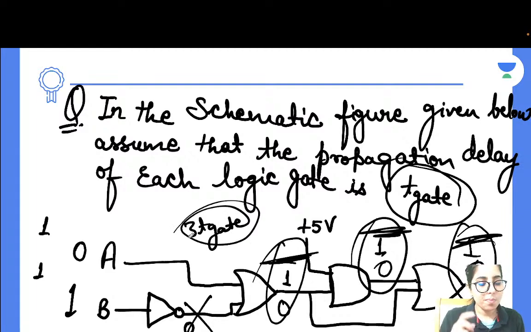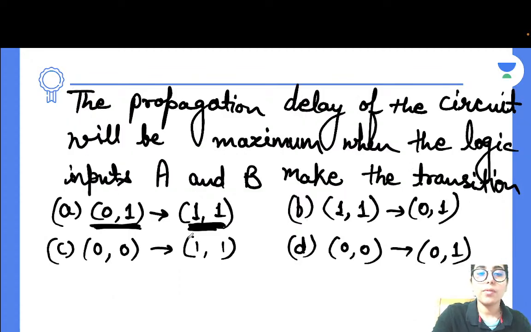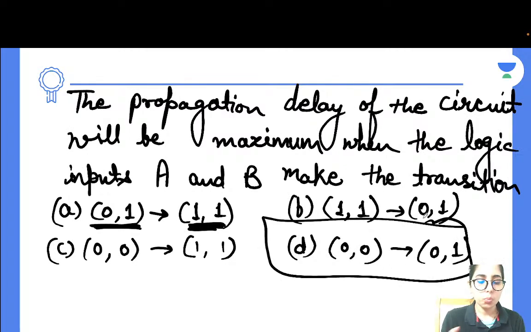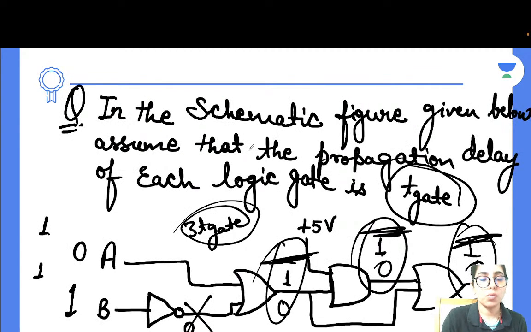But how much maximum delay is possible? The delay can take place 4 times too, because there are 4 gates present in the circuit. So for that you have to see the other options as well. Check option D and see whether the output is changing for all the gates. If you find that yes, it's changing, then you consider a delay of 4T gate, right? That's the maximum delay, and that's what they have asked. So option D will be the correct one.